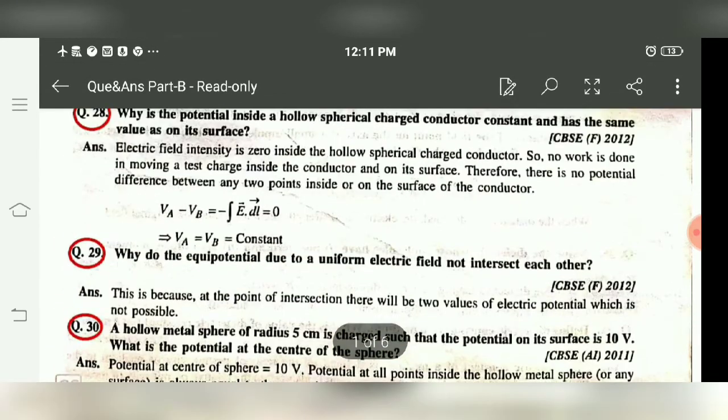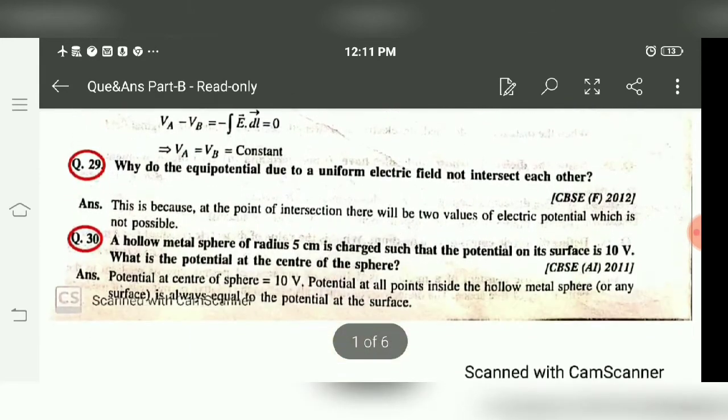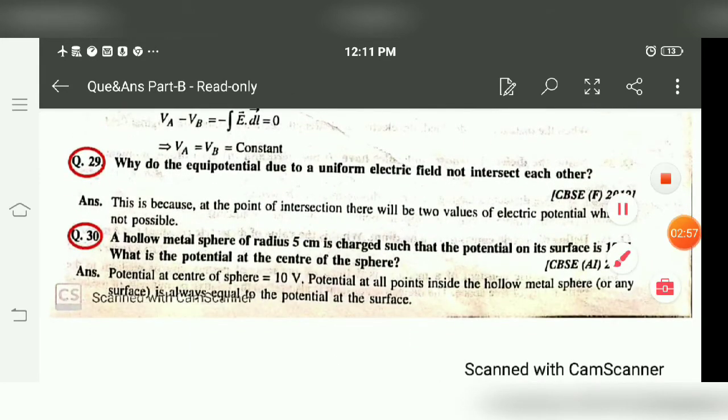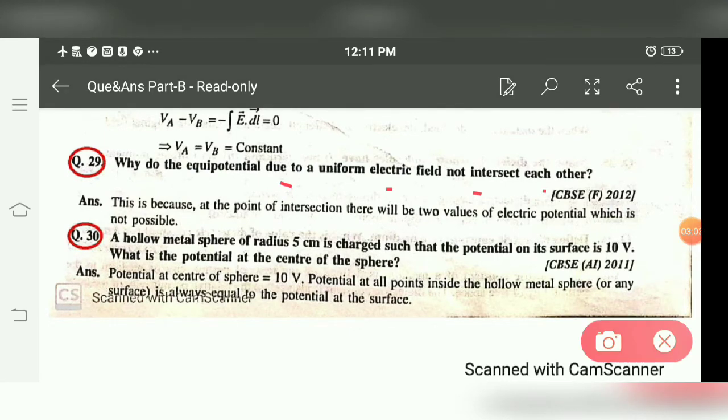Next question: why do equipotential surfaces due to a uniform electric field not intersect each other? Suppose they intersect each other, it means at a single point we have two values of potential or two values of electric field, which is not possible. At the same point two values of electric field is not possible, so that's why they never intersect each other.